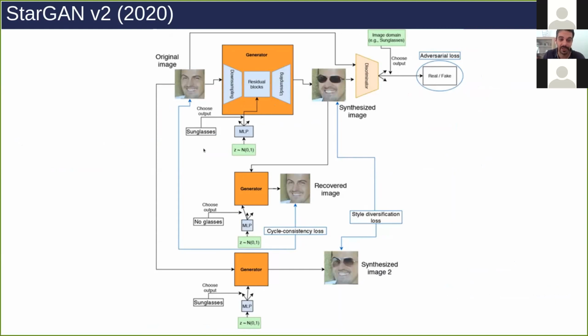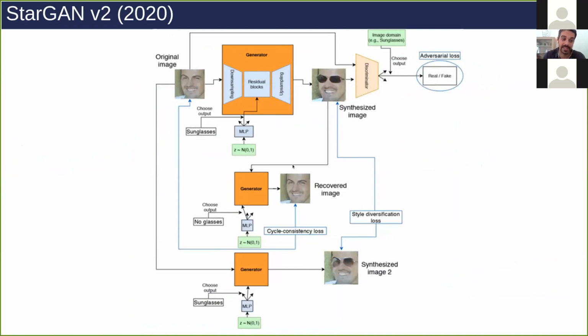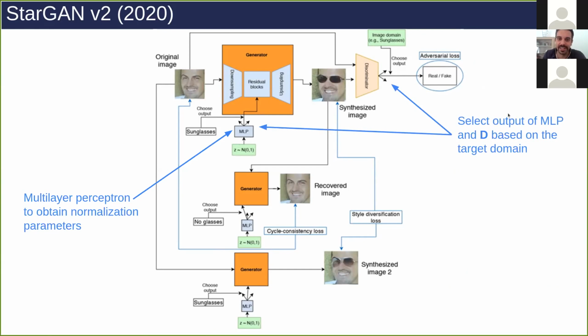All right, and then this is the last architecture, I promise: StarGAN v2, introduced in 2020. Here we see some differences with respect to Smith. There is no target attribute as there was here. Why? Because as we said, this is a multi-domain translation, not a multi-label translation, and then we have to tell explicitly which attribute to generate. So we have this multi-layer perceptron, which is used to obtain the normalization parameters. And we are selecting the output of the MLP and the discriminator based on the target domain. So if we want to generate an image with glasses, we have to tell the MLP, hey, this is going to be generating glasses. And we have to tell the discriminator also, take the output with the glasses only, don't care about the other ones because they are not relevant for this case, okay?